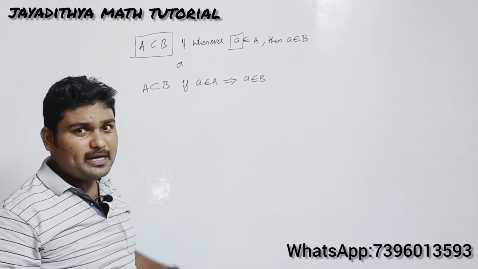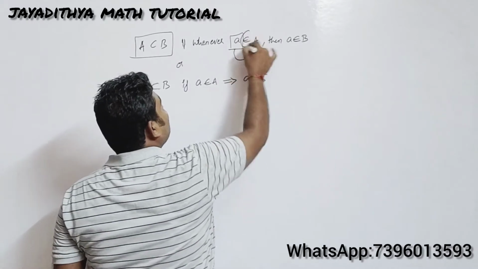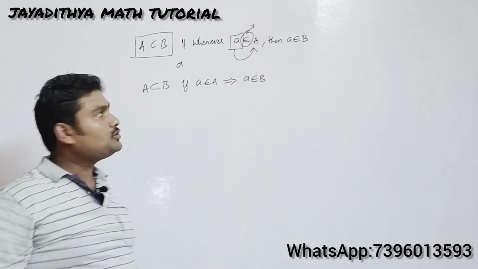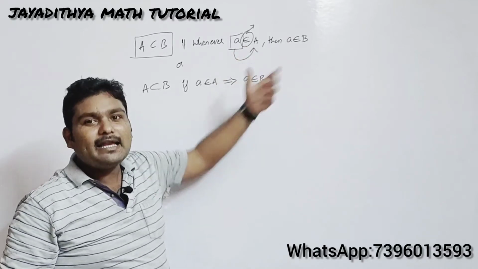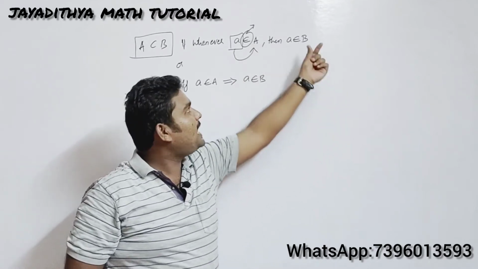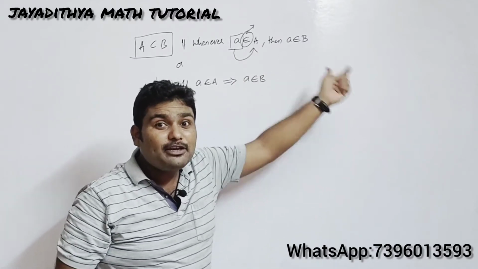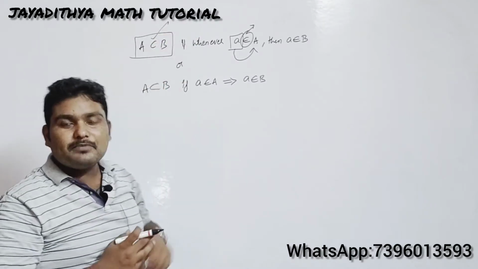That is nothing but element, right? So if an element belongs to A, we know that this symbol is nothing but "belongs to". If an element belongs to A, then what can we say about it? It will automatically be an element of B. Why will it be an element of B? Because it is said that A is a subset of B.